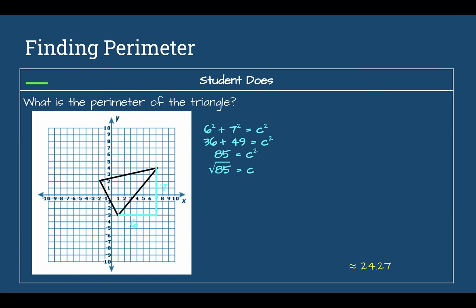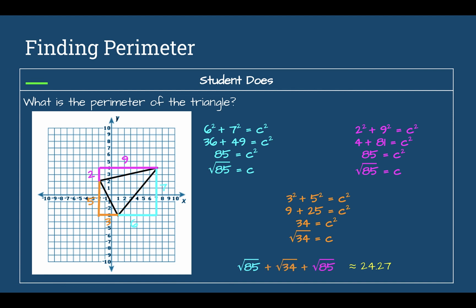One side of the triangle was the square root of 85. Another side of the triangle was the square root of 34. And the final side of the triangle was also the square root of 85. Adding those together, you get about 24.27.